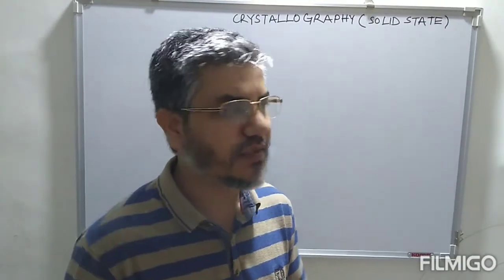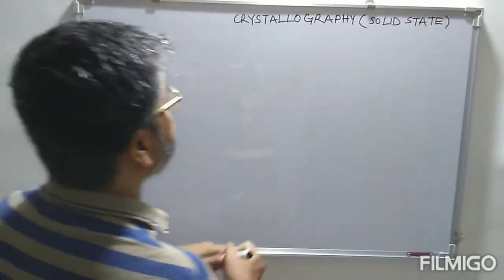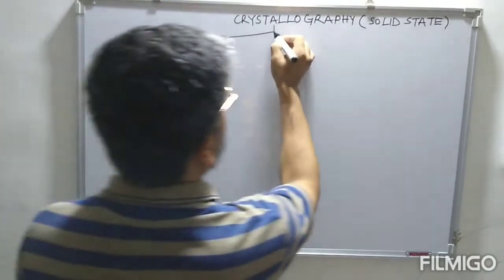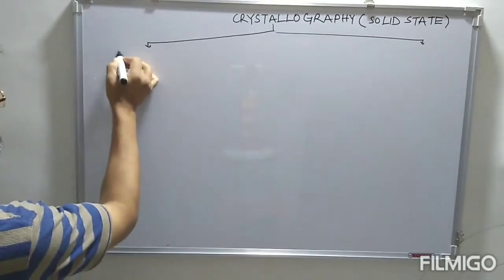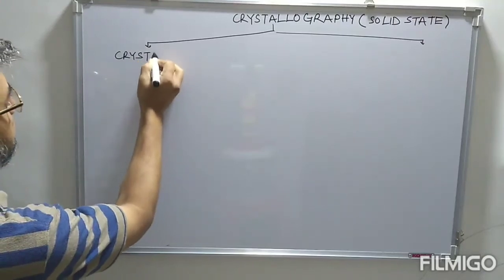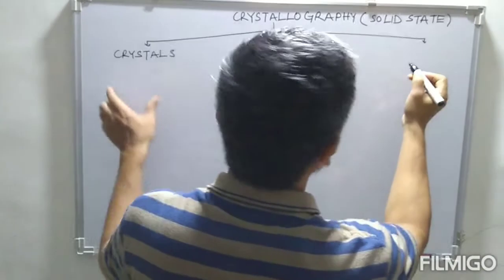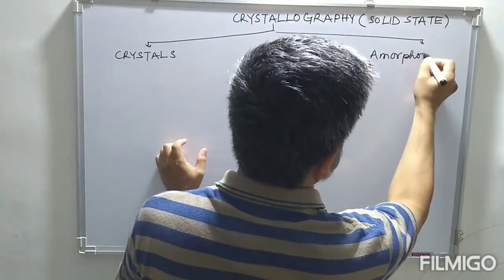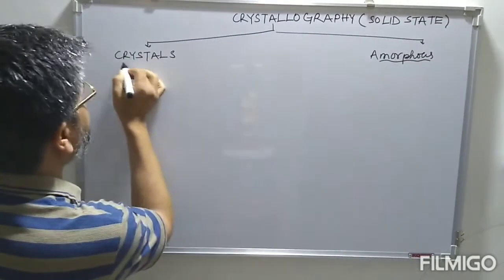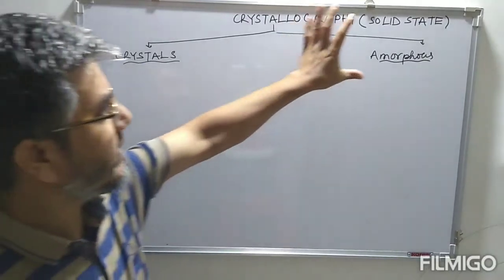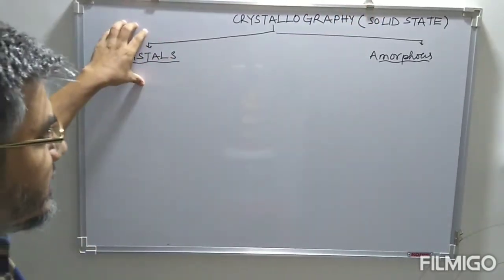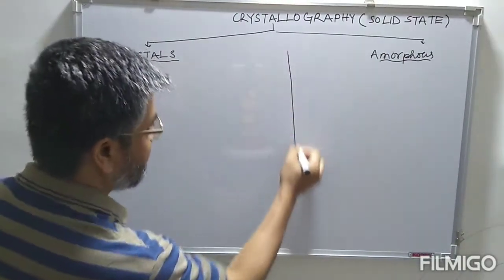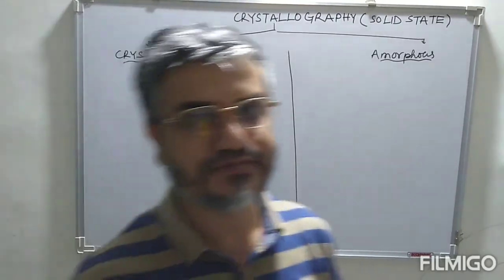Now these solids can be classified into two. One is known as crystalline solid, the other one is known as amorphous solid. So we have two types of solid: crystalline solid and amorphous solid. Now let's define what is this crystalline solid and amorphous solid.